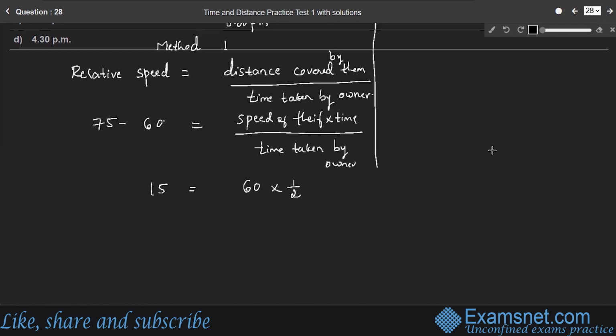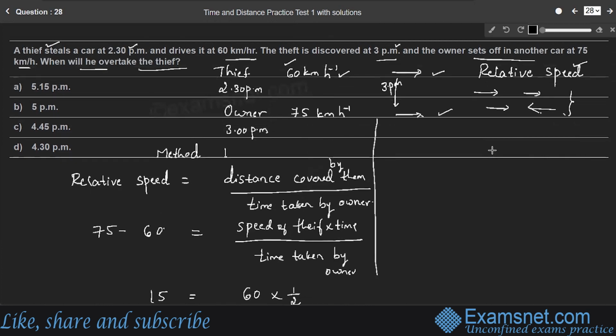So 60 by 2, which is 30, and the time taken by the owner, let it be T. Therefore, T becomes 30 by 15, so T becomes 2 hours. That means the owner takes 2 hours to catch or overtake the thief. So if he starts at 3 p.m. and takes 2 hours, by 5 p.m. he catches the thief. Therefore, he overtakes the thief at 5 p.m. Option B is the right answer.